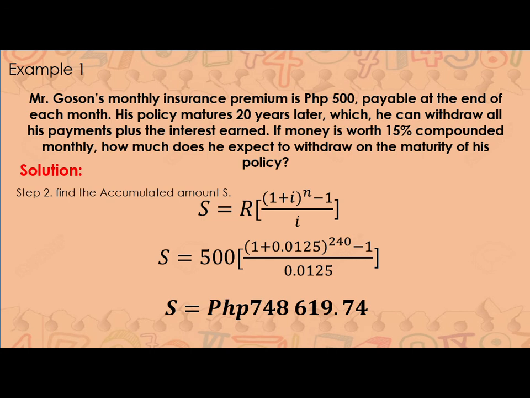So that's how we are going to solve an ordinary annuity. I guess this is only for today and I hope you've learned something new. For the next session, we will talk about the deferred annuity and the annuity due. For this session, we only talked about the ordinary annuity. Thank you for listening everyone. I hope you've learned something.